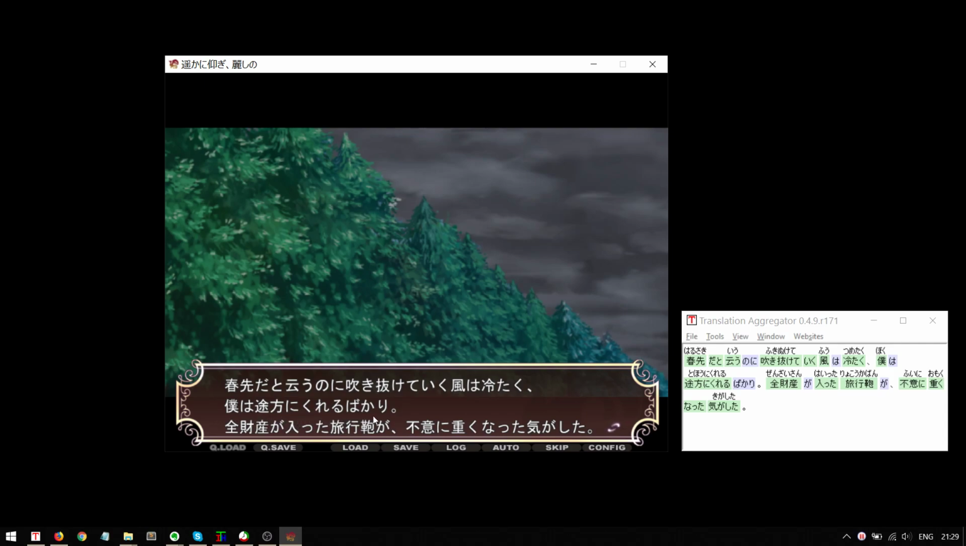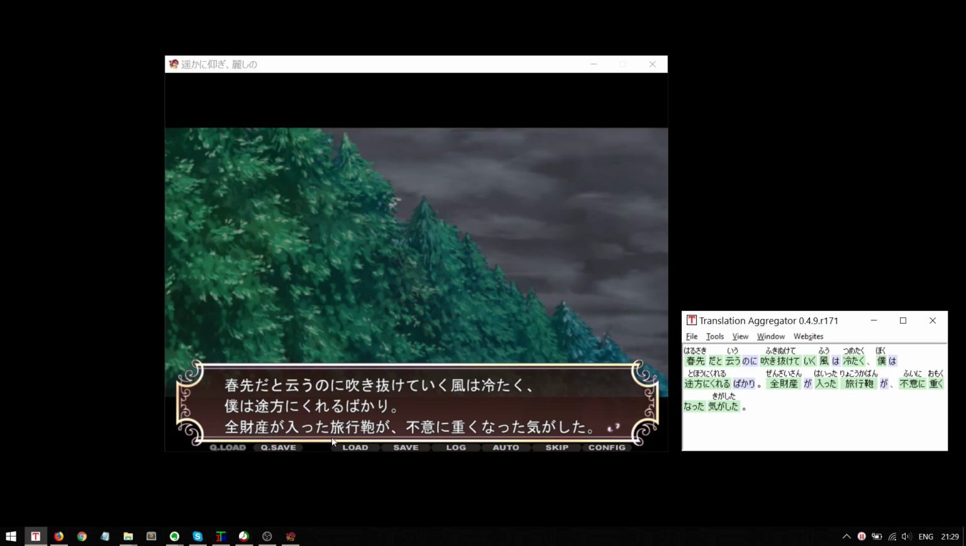僕は途方に暮れるばかり. 途方に暮れる is an expression and it means to be at a loss. That's my favorite way of saying it. Bakari means nothing but whatever happened previously, the action before. So he is nothing but stumped. He sees the forest, doesn't know what to do. He sees nobody there, he doesn't know what to do. He's just totally stumped and nothing but stumped.